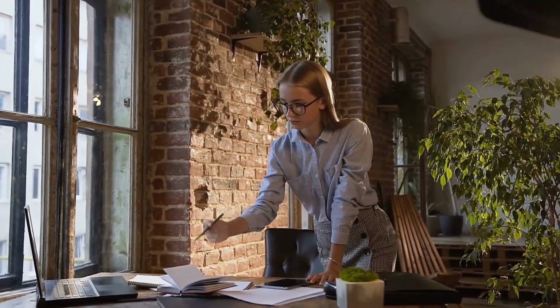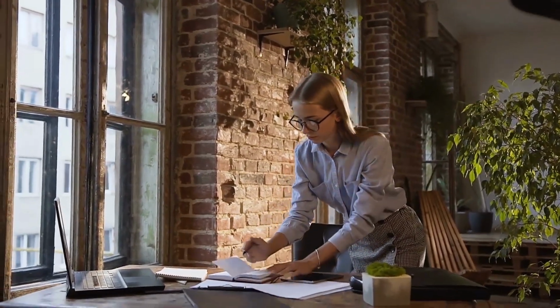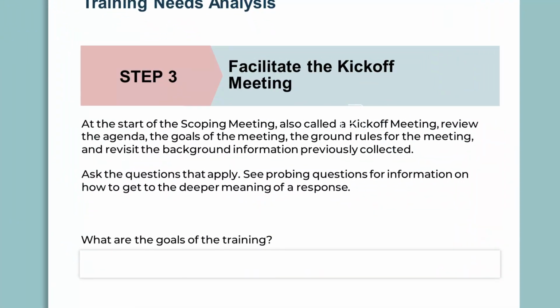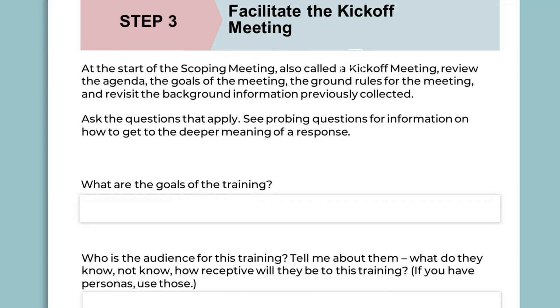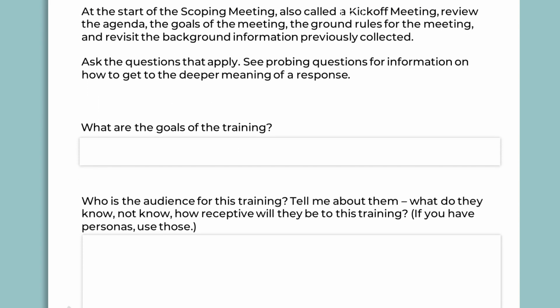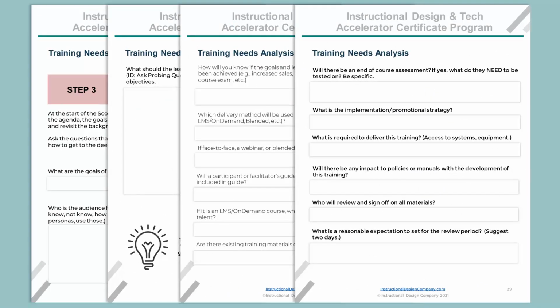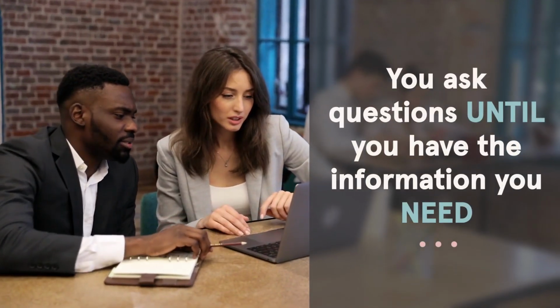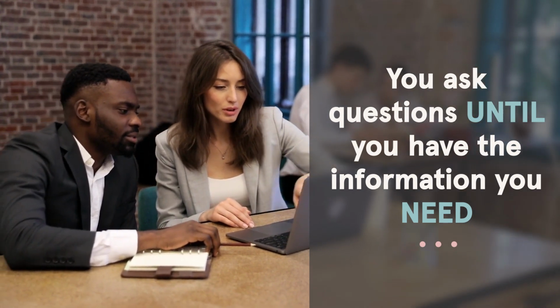After going over the expectations of the meeting, it's time to dig in and get more information. You can get more information by going through each of the questions listed in step 3 and by asking clarifying questions as you go. Step 3 of the training analysis has many questions because there is a lot that you need to know. If someone gives you vague answers or pushes off an answer, I give you permission to lean in. Leaning in means you ask questions until you have the information that you need.